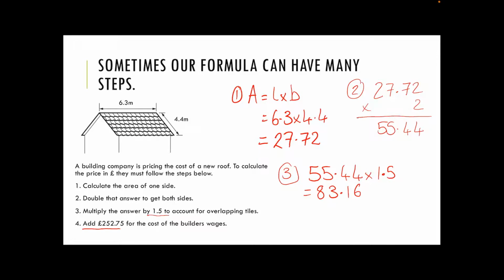And then the last thing is to add on £252.75. So 83.16 plus the additional amount is then going to give us £335.91. So if you are given a question like this, it's important that you just do it step at a time, don't rush it, to avoid any silly mistakes.